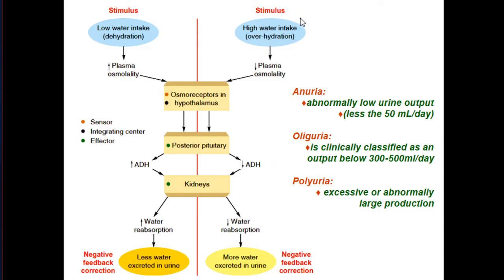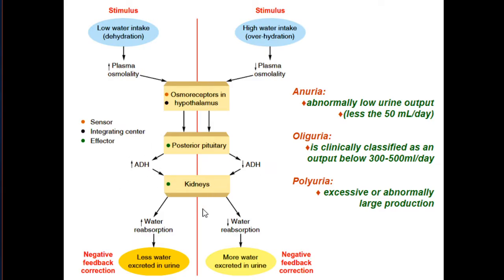So here you have two cases. If there is, for example, low water intake, it might lead to dehydration. As a result, plasma osmolarity increases. This will stimulate the osmoreceptors in the hypothalamus, which will produce more ADH, which will reach the posterior pituitary and be released into the bloodstream.